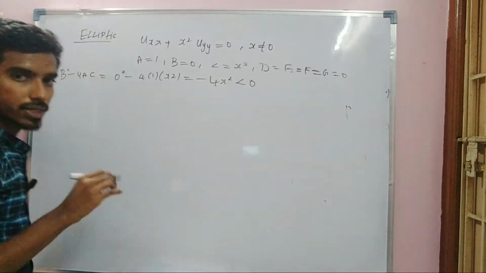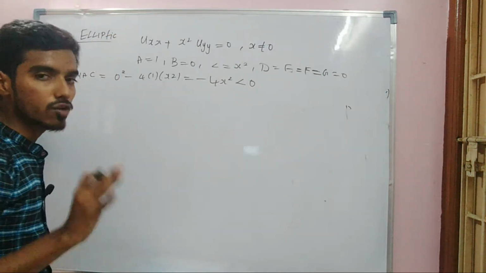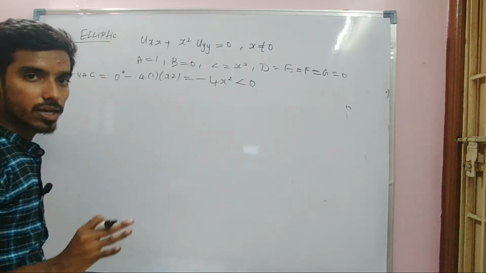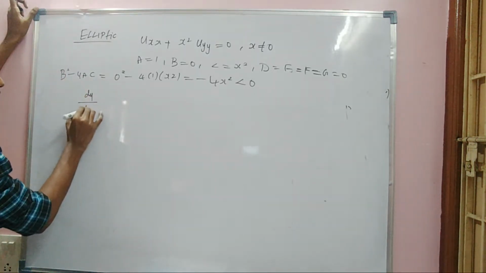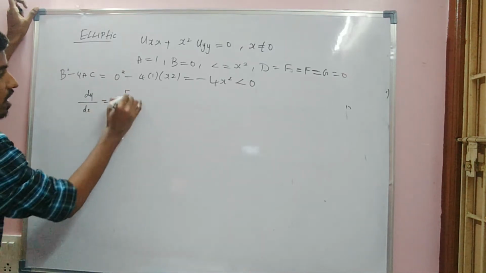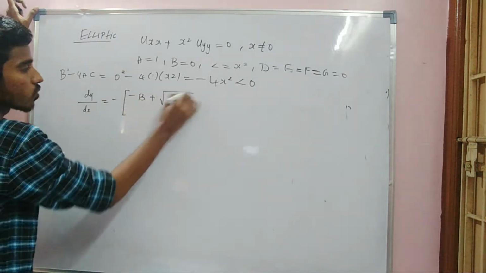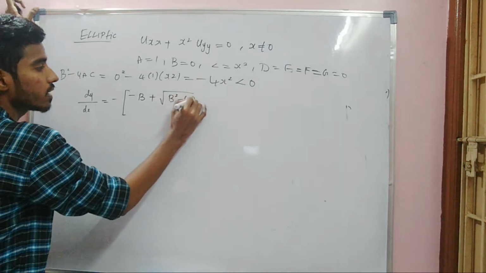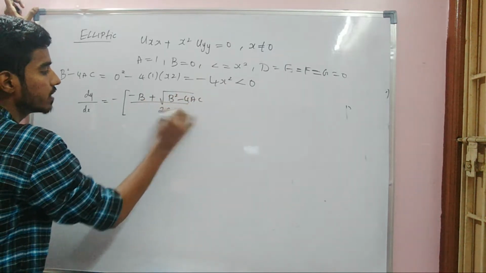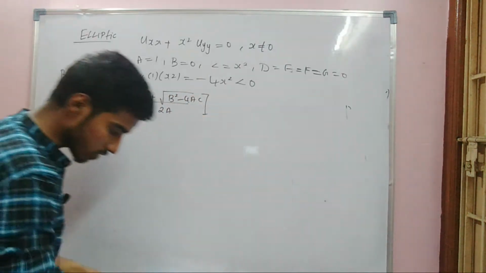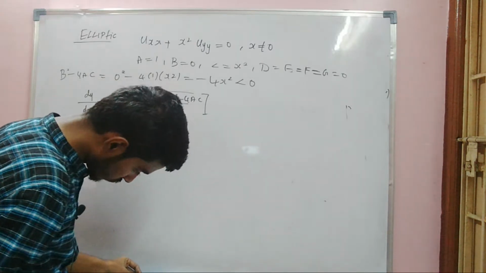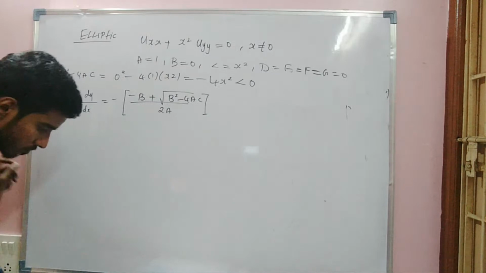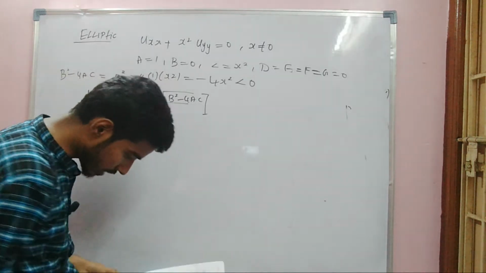So first you have to find theta and eta in a similar way as we did for elliptic. First we will find dy by dx is equal to minus b plus or minus square root of b square minus 4ac divided by 2a, right? I think the same formula applies here also.